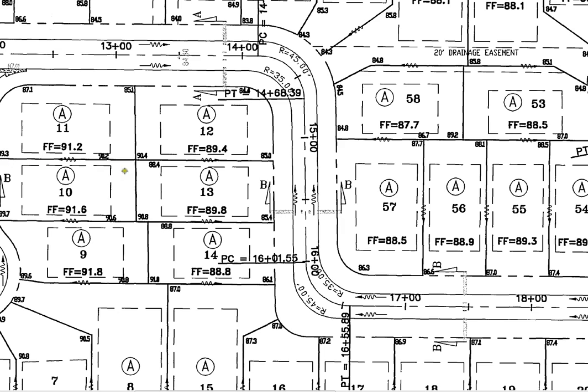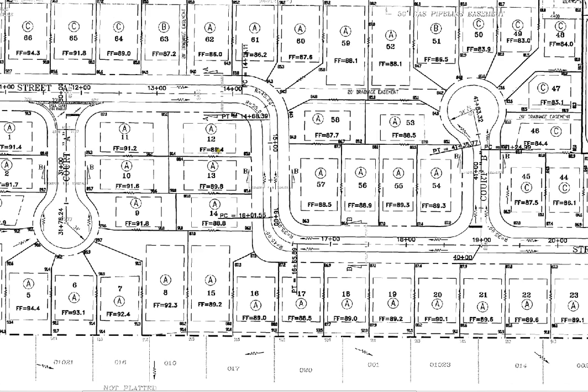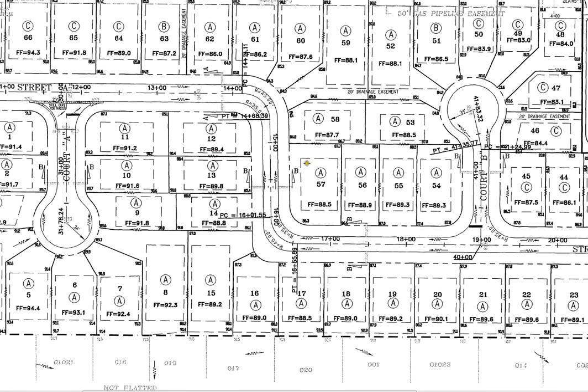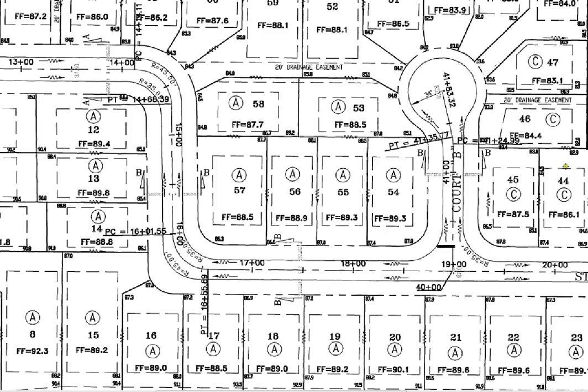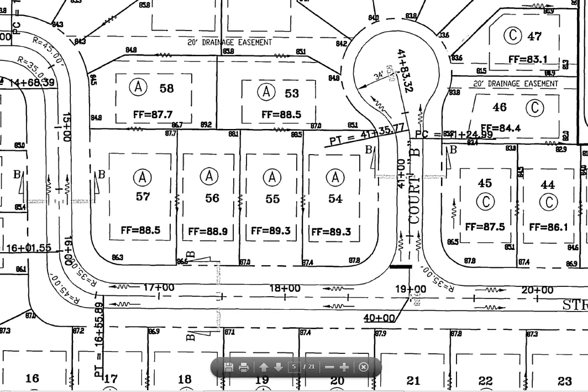So the slope breaks somewhere in here. This one has from a 90.4 to an 88.4 to an 85. So there's a ridge line through here and it drains toward the road. Now when you say you have an A lot, you're almost always draining toward the road. Now take a look at these lots over here.